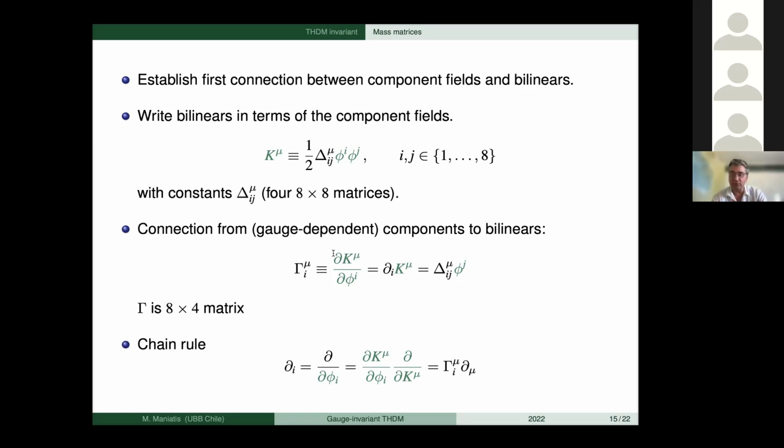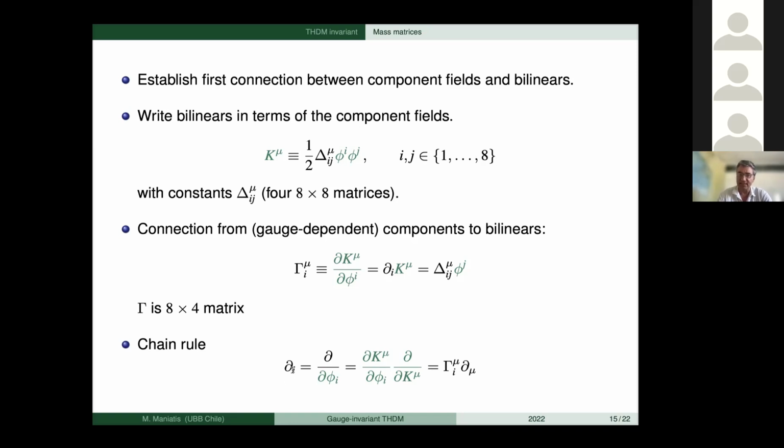I want to show you how we get from this mass matrix in terms of component fields to the mass matrix in terms of bilinears. And this will give new insights, unexpectedly deep insights, I want to show you. So what is the connection? Here's a connection between the components and the bilinears. We build the derivative of the bilinears with respect to the component fields, and then we get from this expression directly the result. Then we can apply the chain rule: the derivative with respect to the component fields corresponds simply to this connection times the derivative with respect to the bilinears.